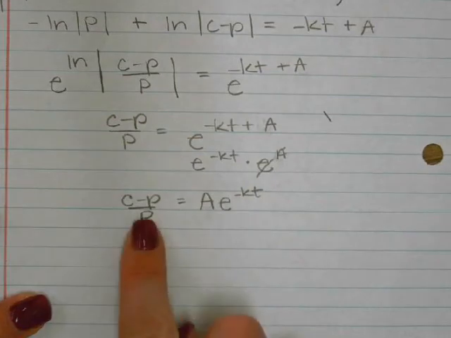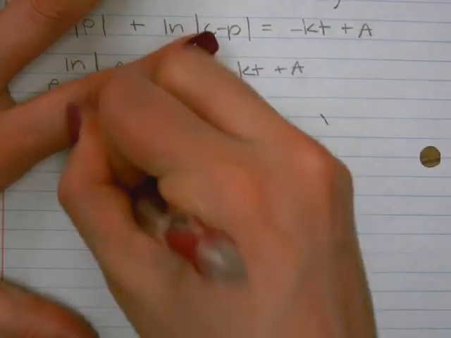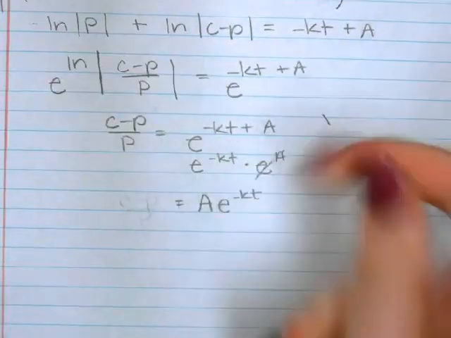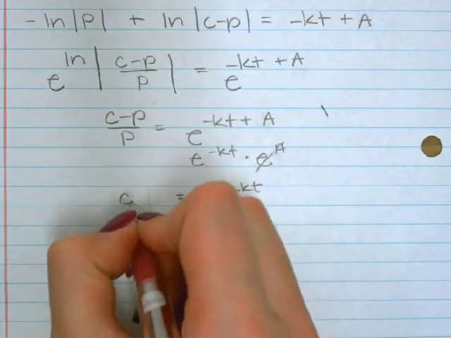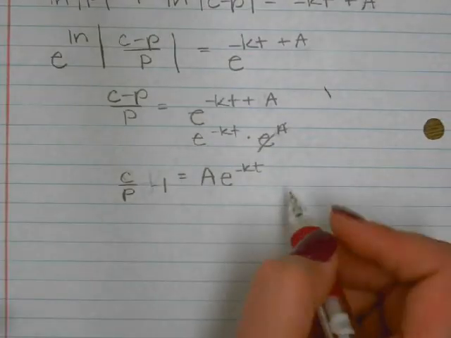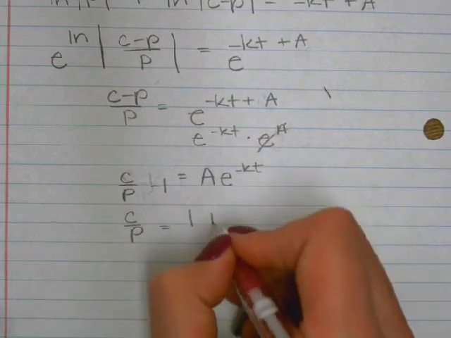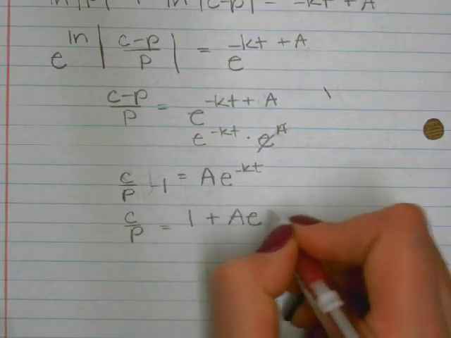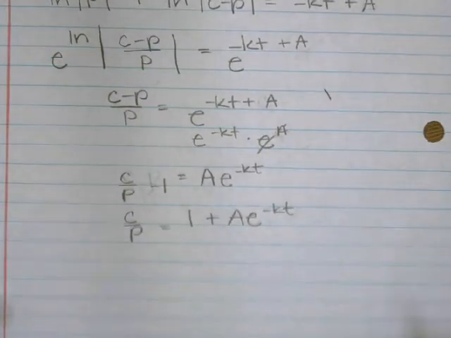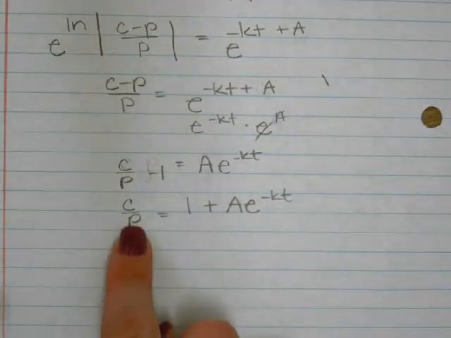All right, now on this side, I can split this fraction apart. So I'm going to say this is c over p minus 1. I'll add 1 to the other side. So I've got c over p equals, and I'm going to put the 1 first because that's how the equation we're coming up with is typically seen. It typically has the 1 in the front. And then I'm trying to isolate the p value.